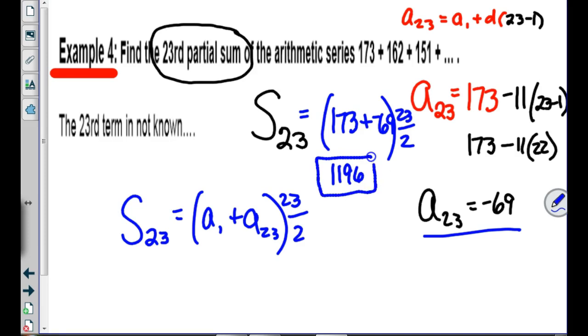Anybody having trouble with the typing part? You've got to either use the parentheses or hit enter and then multiply and divide. Everybody good? I'm a little nervous that some of you aren't doing this with us.